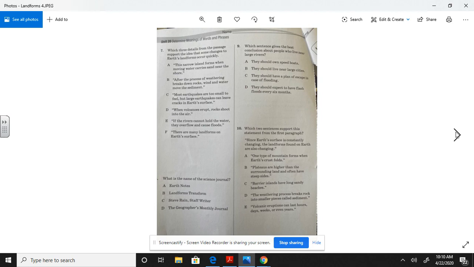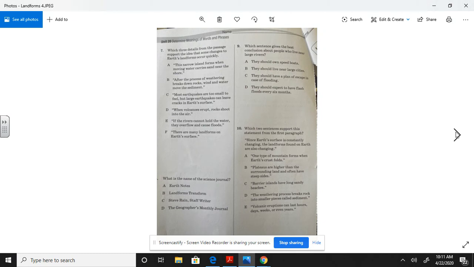Most earthquakes are too small to feel, but larger earthquakes can leave cracks in the Earth's surface. Yep, that happens quickly. Circle C. When volcanoes erupt, rocks shoot into the air. Yep, that happens quickly too. Circle D, or make sure you have D circled. And then if the rivers cannot hold the water, they overflow and cause floods. Yes, that happens quickly. E, so then we know F is not a choice because it said to circle 3.